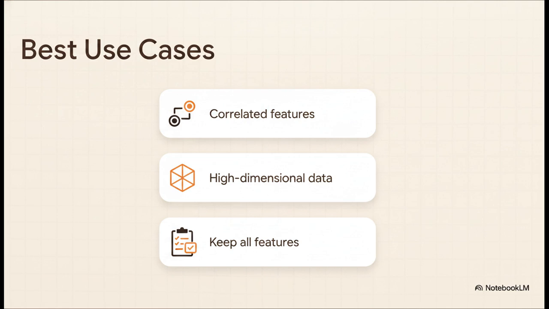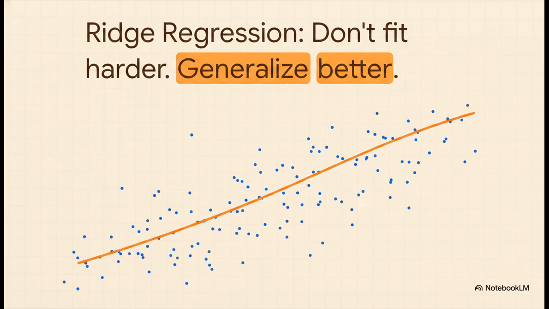To wrap up this explainer, if there's one golden rule to take away, it's this: ridge regression controls model complexity. The mantra is literally, don't fit harder, generalize better. By keeping those coefficients smaller, you get lower variance, greater stability, and ultimately much better generalization on fresh data.